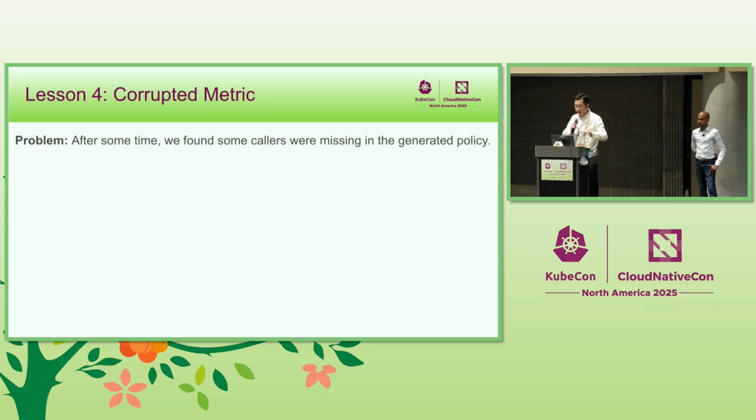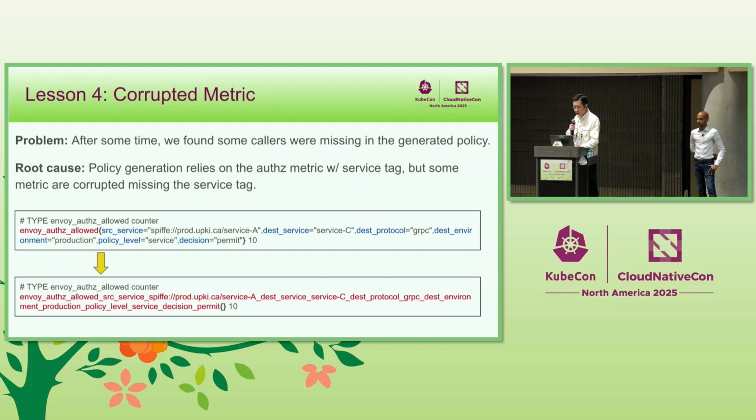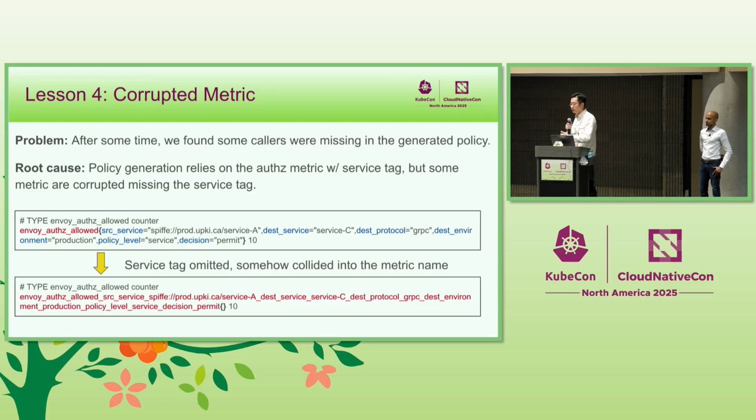The next lesson is an interesting one. So after we put everything in running, we realized some callers are missing in our generated policy. We dug into this and found out that because the policy generation is heavily relying on the metrics output by the proxy, sometimes the metrics are corrupted because they don't have the service tag. We troubleshot this and found out those corrupted metrics somehow have all their tags collided into the metric name. They are no longer exported as tags.